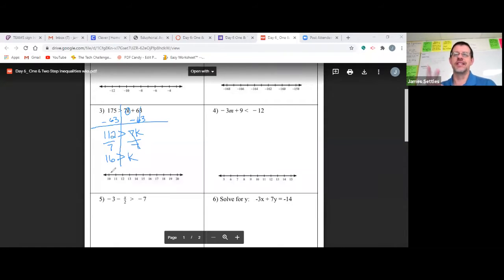So now we get to the second rule. So the first rule was if we multiplied or divided by a negative, and that didn't happen here. The second rule is the letter always has to be on the left, and here it's on the right. So we're going to flip this entire thing. And I'm going to put K on this side. This is pointing at the K. So I've got to flip this so that it's still pointing at the K, and then 16, and that's our answer.